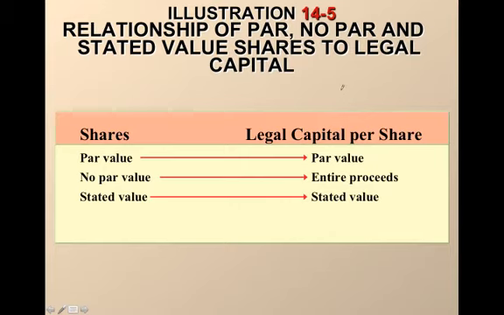Here's a little chart that will be helpful for you. Here's the amount of legal capital per share that has to be retained in the company. For par value, let's say you're selling $10 par value shares and you sell it for $14. Because it's a $10 par value share, $10 has to be retained in the corporation as legal capital for each of those shares sold. No par value has no par value, so let's say you sold this one for 14, the entire 14 has to stay. And again, stated value acts very similar to par value. If it's a $10 stated value share and you sell it for 15, $10 has to stay.